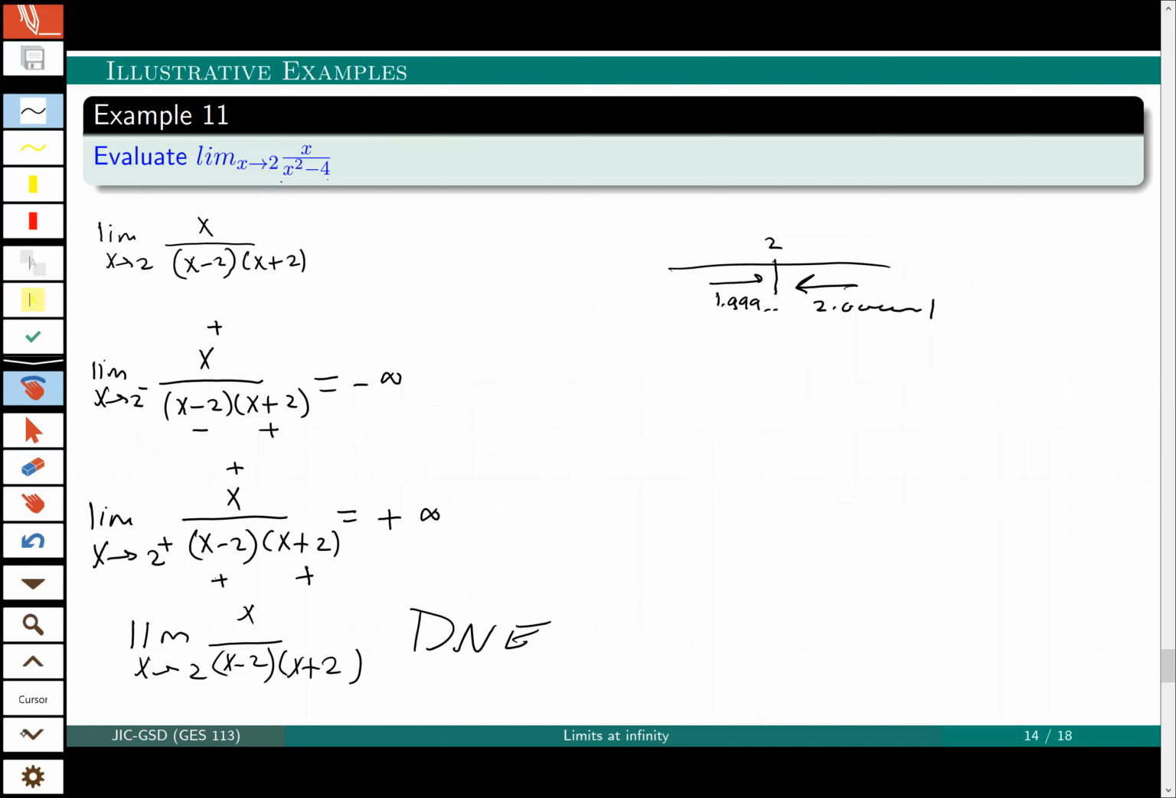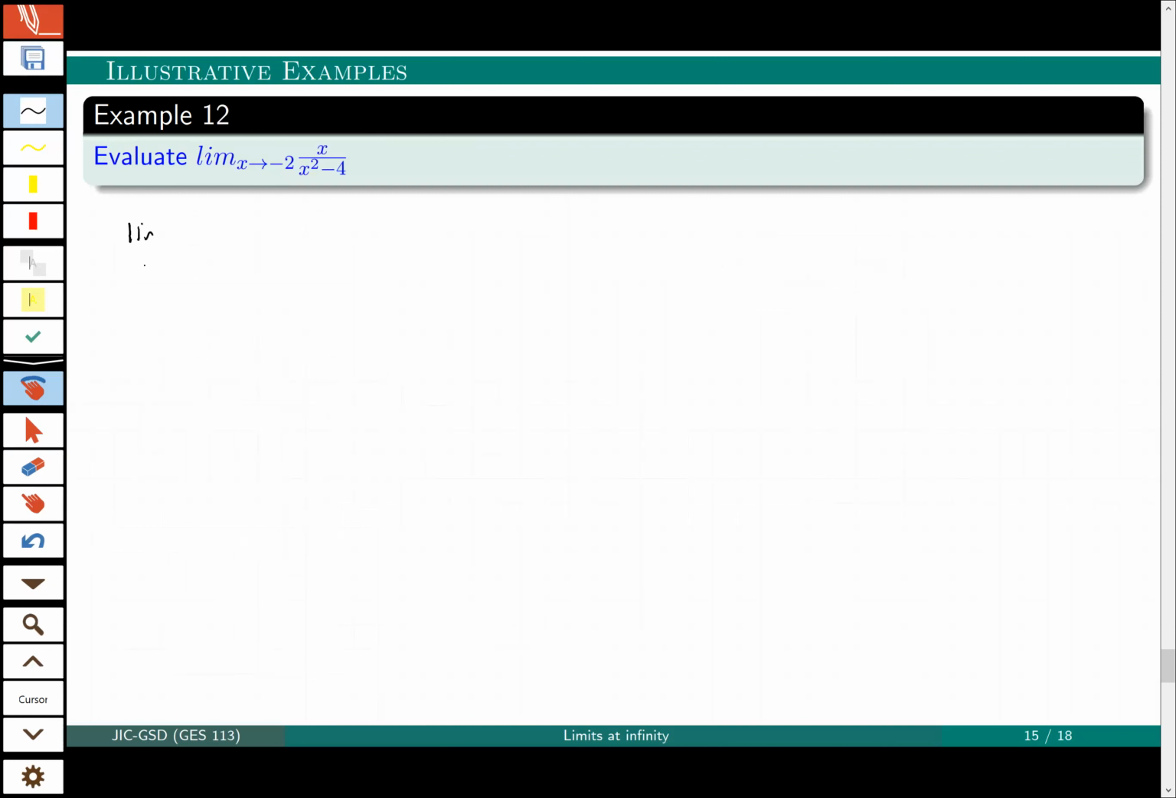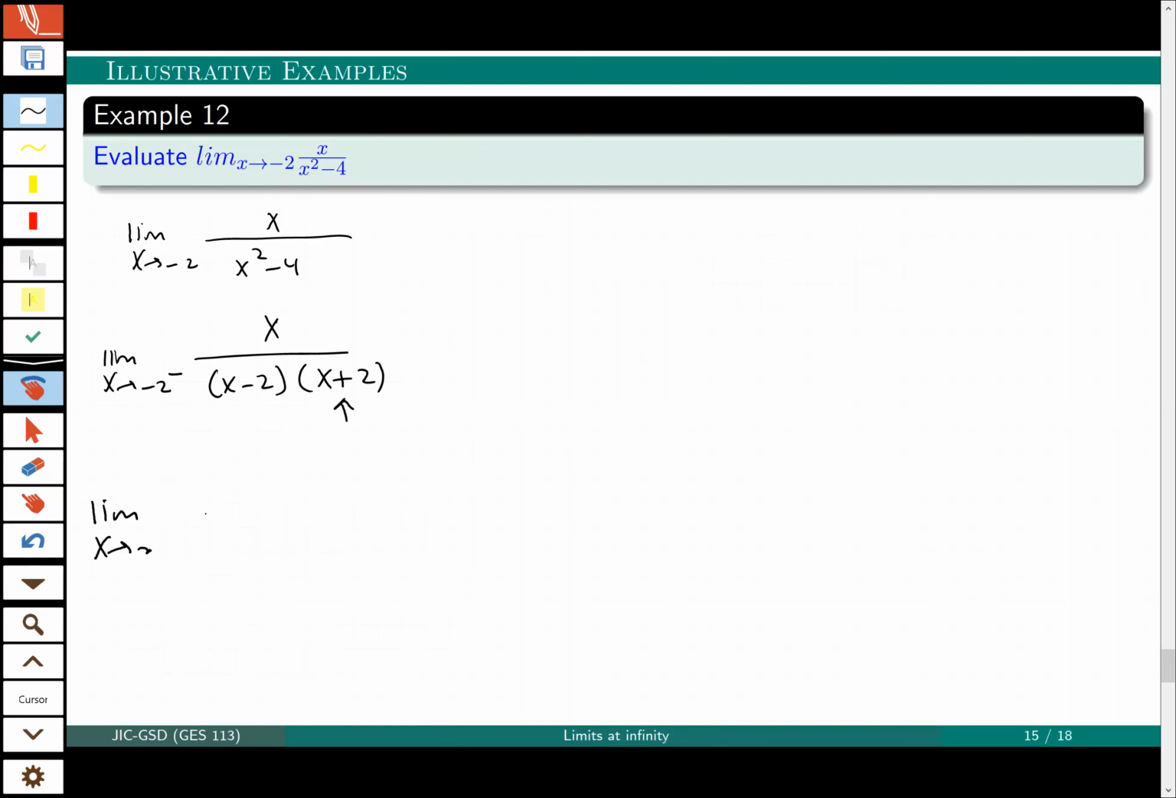Now, getting the same idea again, if I have the limit when x goes to minus 2, I have here x divided by x squared minus 4. I will consider it again from left because of x plus 2 in the denominator. When I factorize this one, still this will make it 0. So I'll consider it from left and from right.